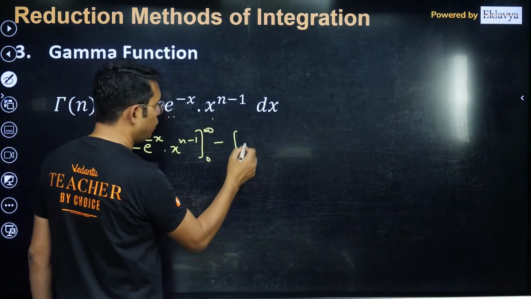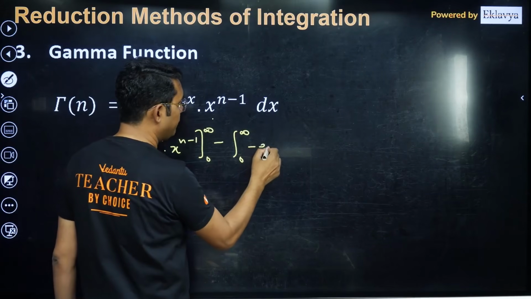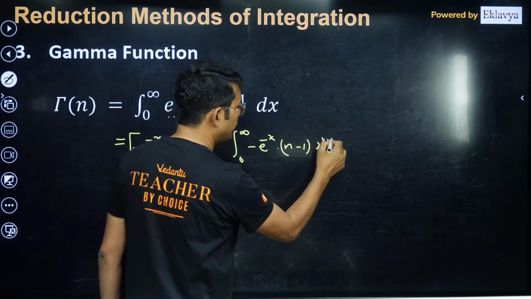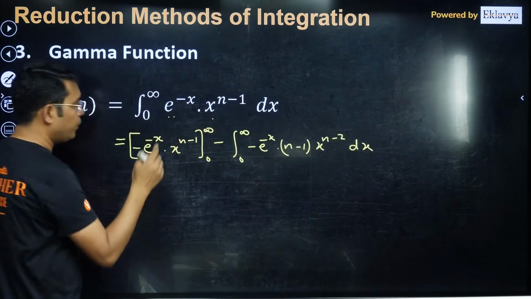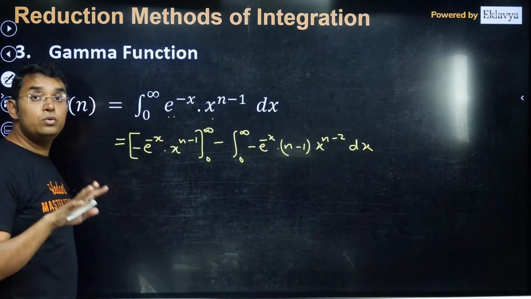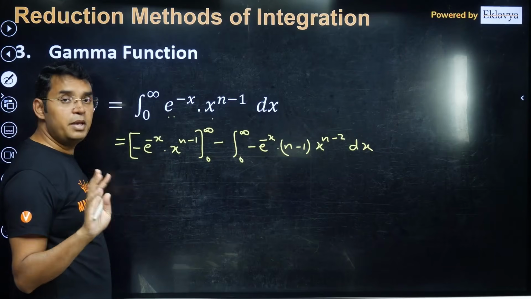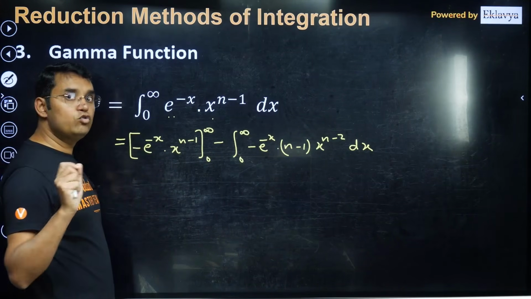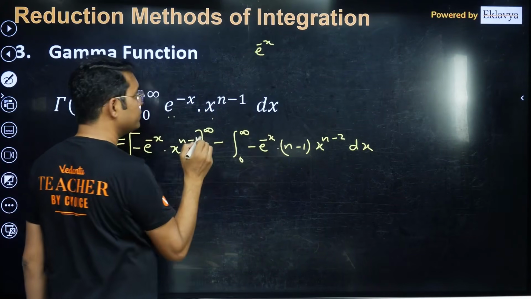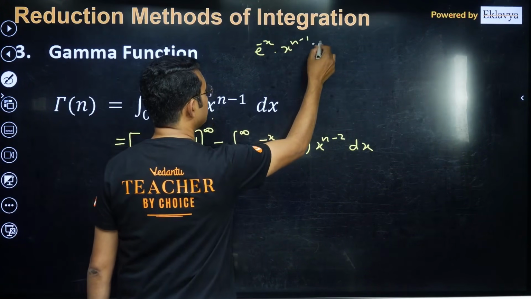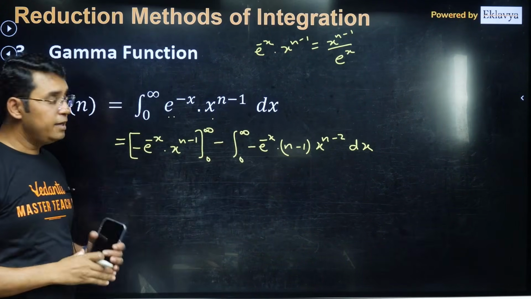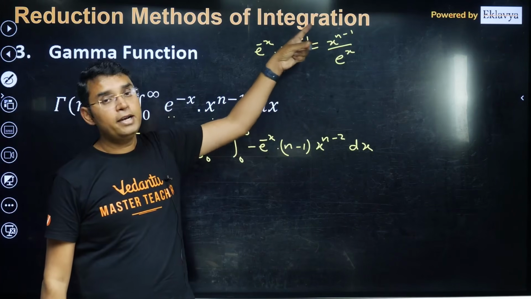Then minus the integral from 0 to infinity of e power minus x with minus multiplication into (n minus 1) into x raised to the power n minus 2 dx. Okay, now if you put infinity, e power minus infinity will tend to 0, x power n minus 1 will tend to infinity, but still, the exponential function being very powerful, you can say this limit will tend to 0. You can do it with the help of L'Hospital also. You can write e power minus x into x raised to the power n minus 1 as x power n minus 1 upon e power x. And now you can see at x tending to infinity, this is the form of infinity upon infinity.